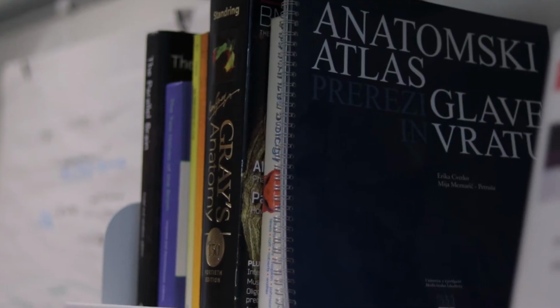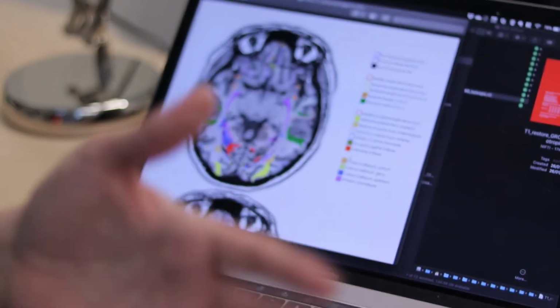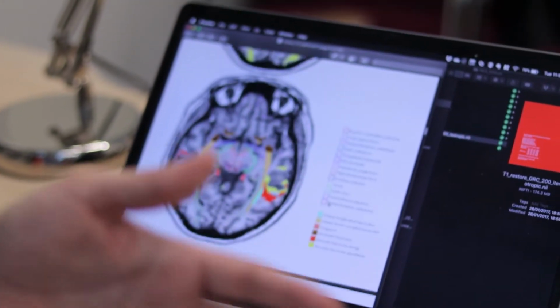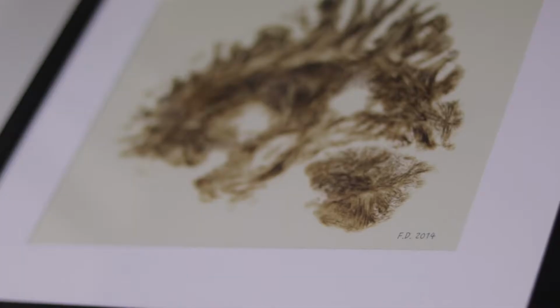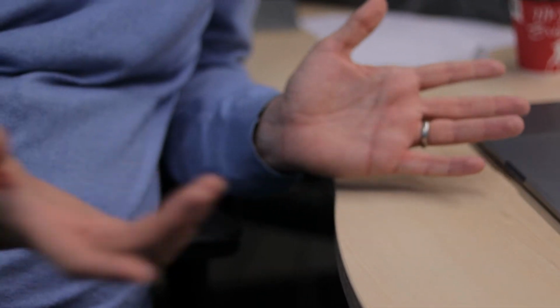So my name is Flavio Dell'Acqua and I'm a senior lecturer at King's College London. I'm working for the Department of Forensic and Neurodevelopmental Sciences, but I've also been working with the neuroimaging department. My main research is advanced diffusion imaging methods and how we can apply them to study stroke, neurosurgical planning and psychiatric disorders, even neurodevelopmental ones like autism, for example.